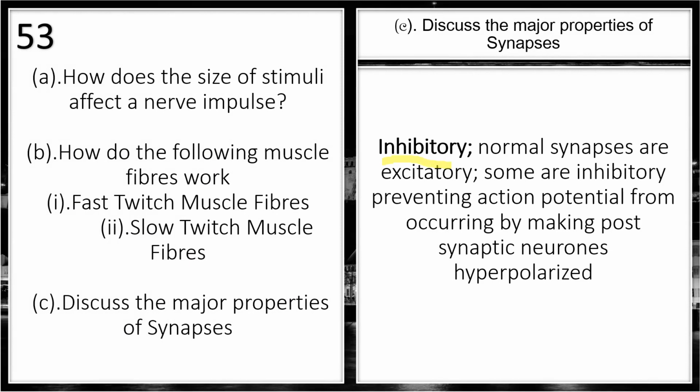Inhibitory. Normal synapses are excitatory. Some are inhibitory, preventing action potential from occurring by making the postsynaptic neuron hyperpolarized.